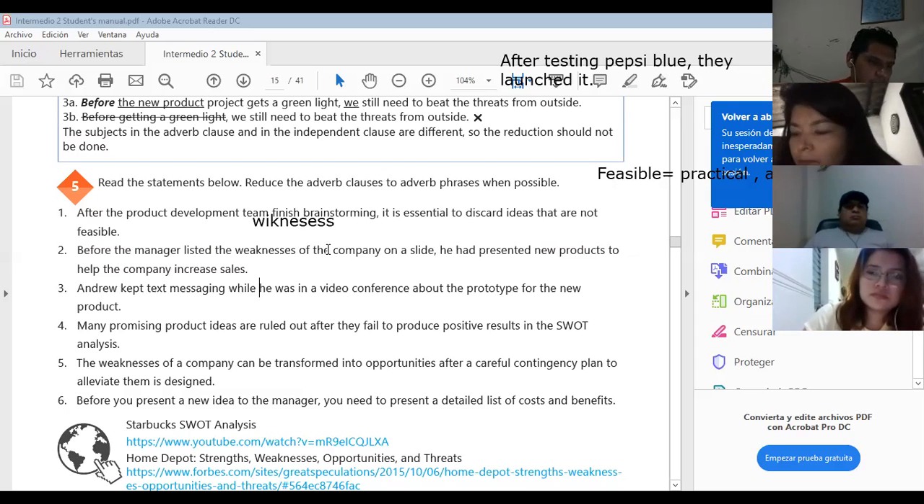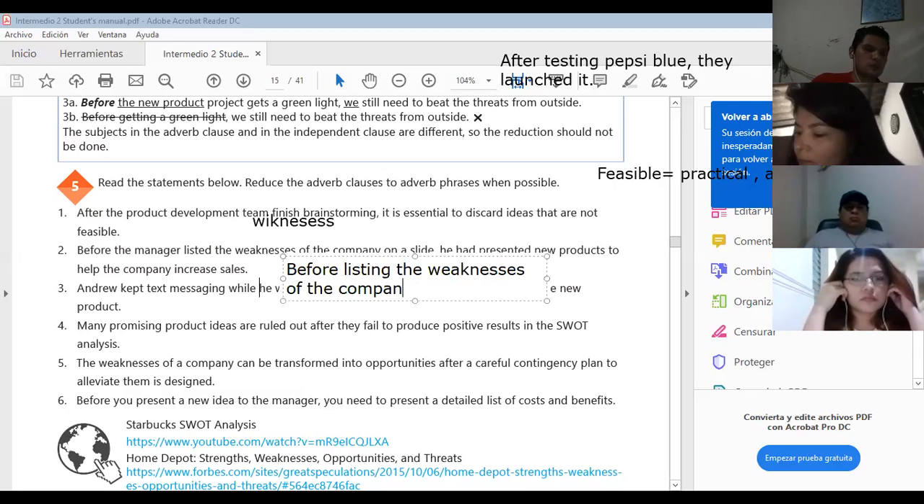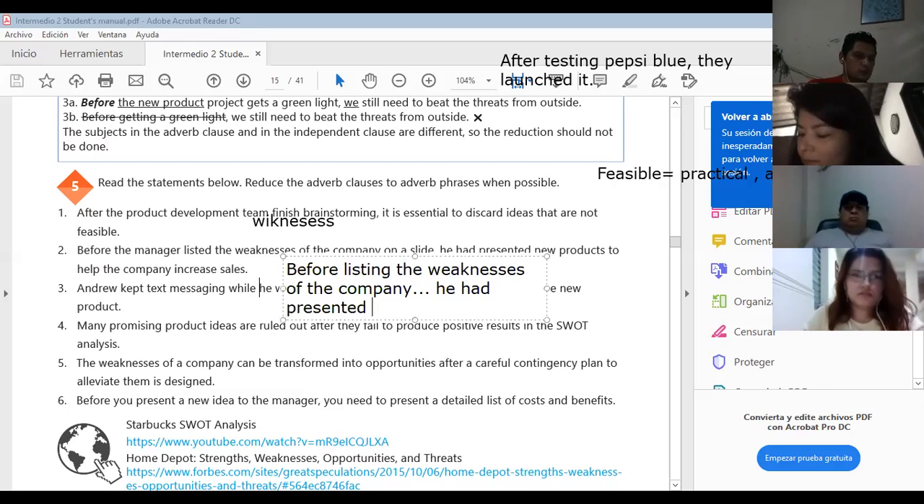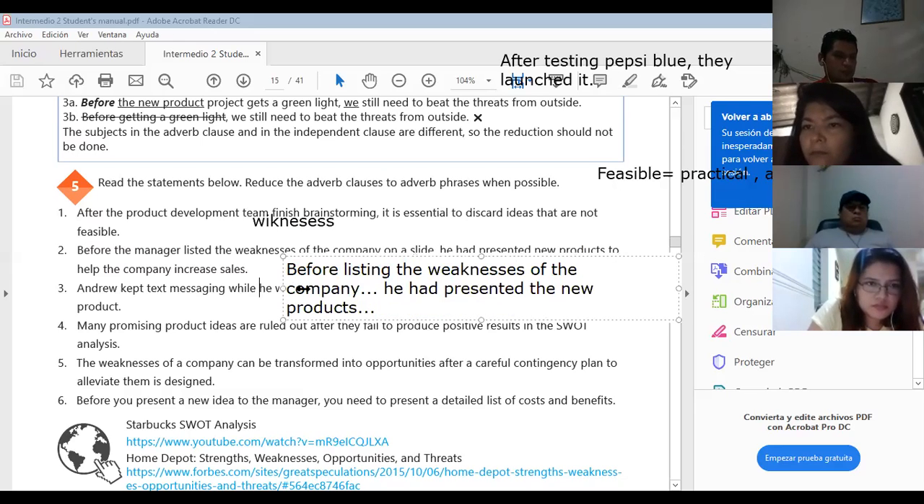So before listing the weaknesses of the company, and so on, he had presented the new products. So here we can reduce it. It's possible because it's the same subject.